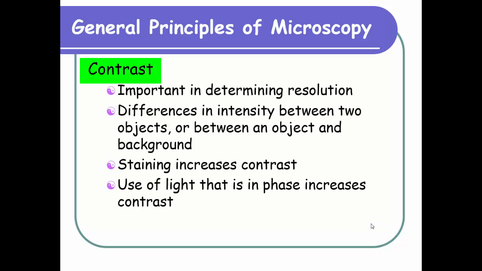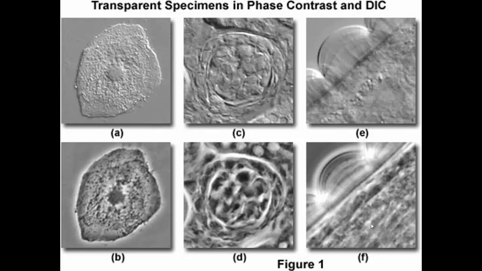Contrast is important in helping determining resolution. Differences in intensity between two objects or between an object and the background is what contrast is. Staining increases the contrast. It gives us the ability to see different structures at better resolution. Use of light in phase can also increase contrast.